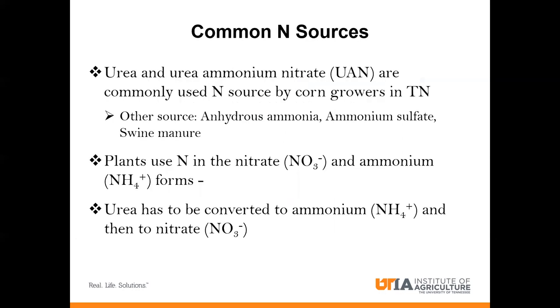So in Tennessee, most of the corn growers use either urea or urea ammonium nitrate. And these nitrogen sources, these are very susceptible to ammonia volatilization. I'll get into that in a moment. We also know that plants use nitrogen either as nitrate or ammonium. Sometimes they may take very small amount of urea fertilizer, but mainly they take nitrogen in the form of nitrate and ammonium. So when you surface apply that urea-based fertilizer, it has to be converted to ammonium and then to nitrate for that plant to be able to take up that nitrogen.